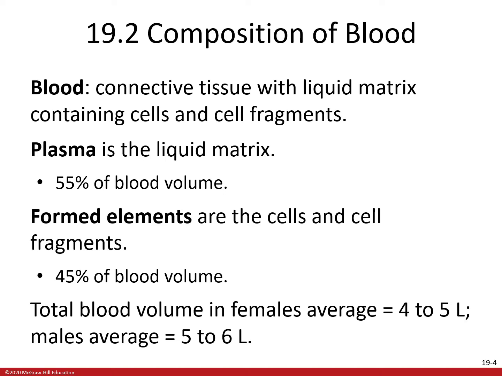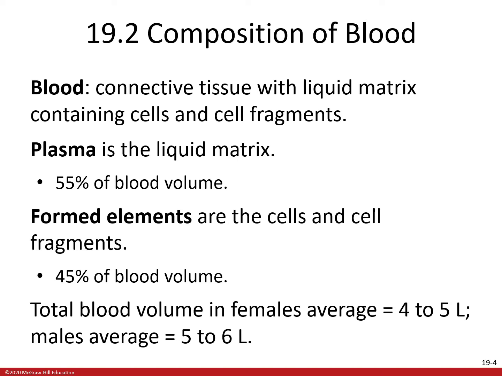Plasma is going to be a part of blood. It is the liquid matrix and composes about 55% of your total blood volume. So the majority of your blood is plasma. The other part of blood is going to be called formed elements. These are the cells and cell fragments that make up your blood. This is going to be about 45% of your total blood volume.